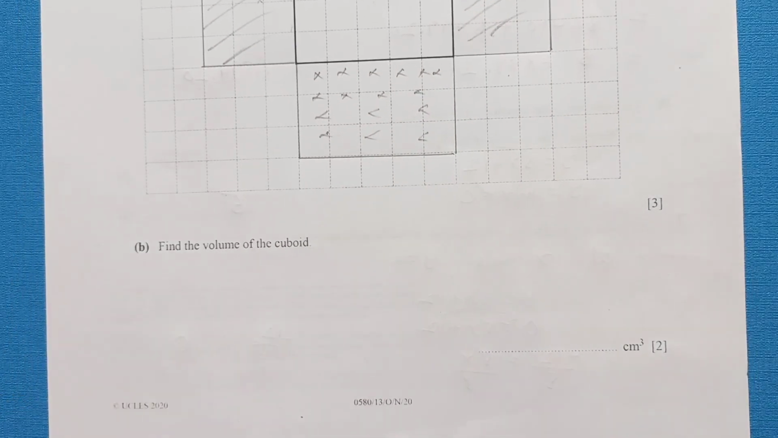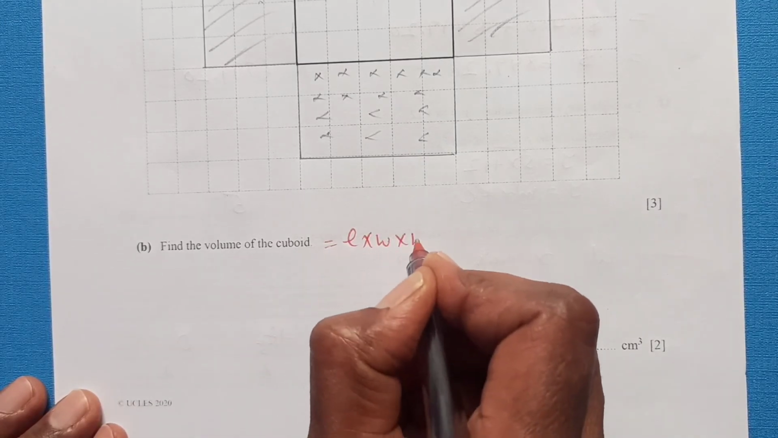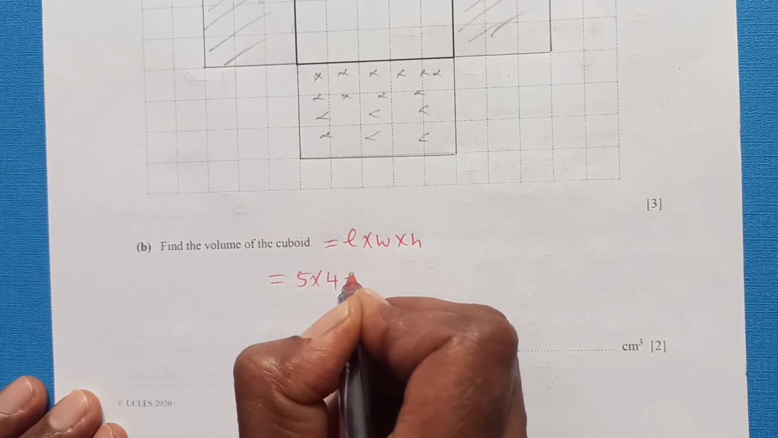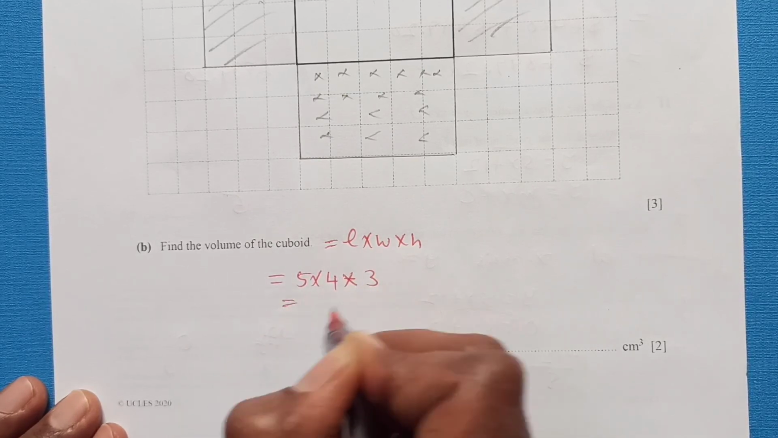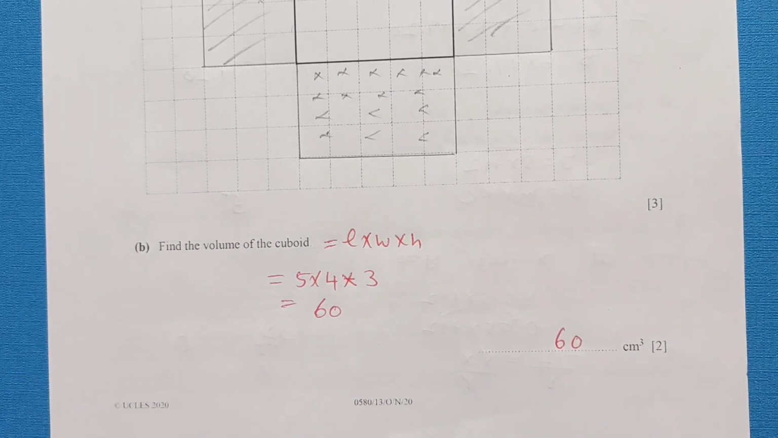Now part B, find the volume of the cuboid. The volume of the cuboid is length times width times height. So 5 times 4 times 3. 20 times 3 is 60. So your answer is 60 centimeters cubed.